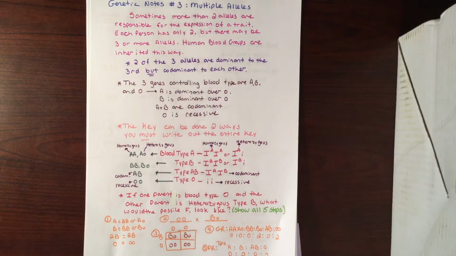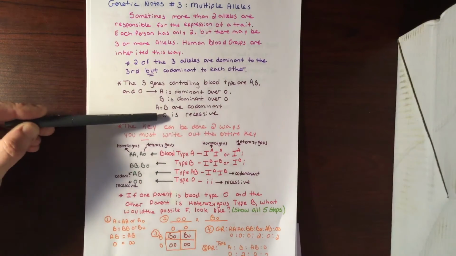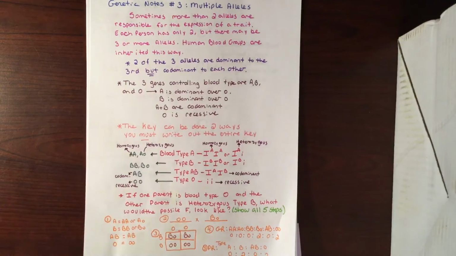So you guys should know that with human blood groups, there are four different types of blood. So you've got type A, type B, type AB, and type O blood. With that, two of the three alleles are dominant to the third, but co-dominant to each other. And what I mean is that the three genes that are controlling blood type are A, B, and O. We say that type A is dominant over O, type B is dominant over O, which means that type O is going to be your recessive gene here, but type AB are co-dominant, which means that you're going to see both of them at the same time.